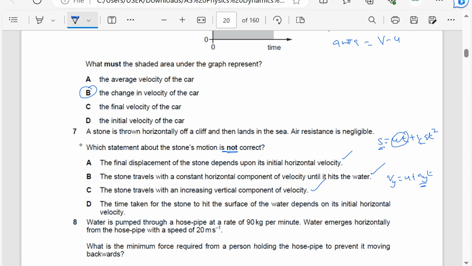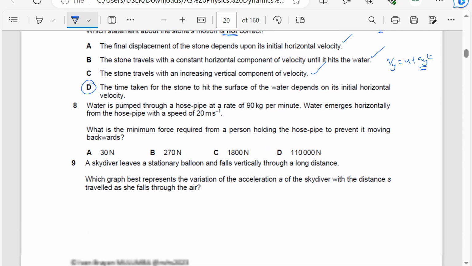So that is true. The time taken for the stone to hit the surface of the water depends on its initial horizontal velocity. I think this is not true. The time does not depend on its initial velocity, because I can still find time from any expression which has no initial velocity. Even using vertical motion, I can find time. Time is a scalar quantity, it will not depend on the initial horizontal velocity. Simply because air resistance is negligible, the time will depend on the acceleration. So the answer is D.